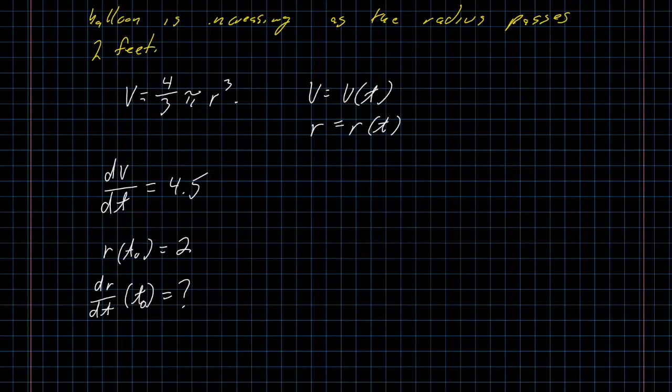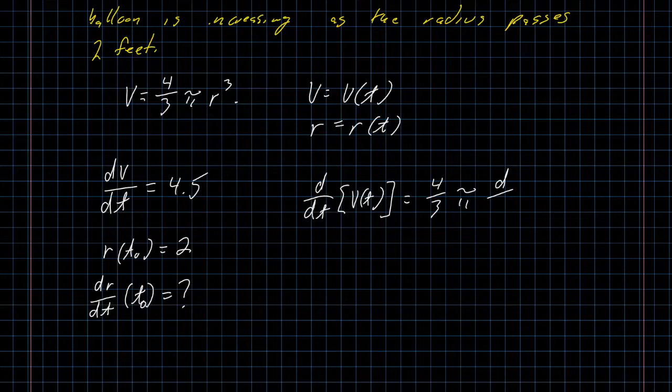Right, so we've got an equation that has v and has r. And notice that if we differentiate implicitly, the derivative of v of t is going to be 4/3 times pi, those are all just constants, times the derivative with respect to t of r of t, the whole thing cubed.